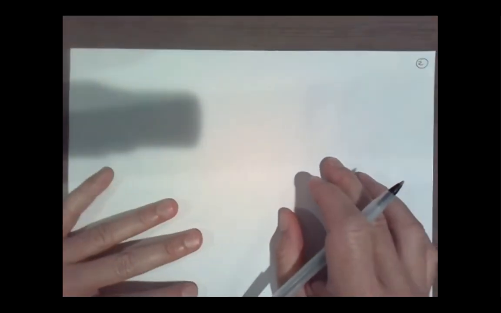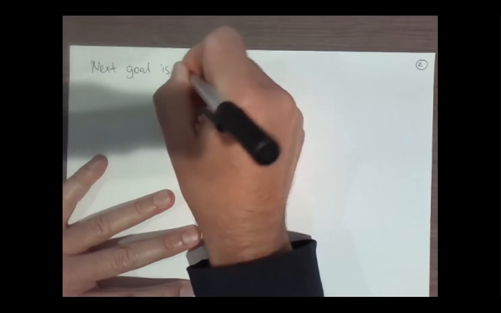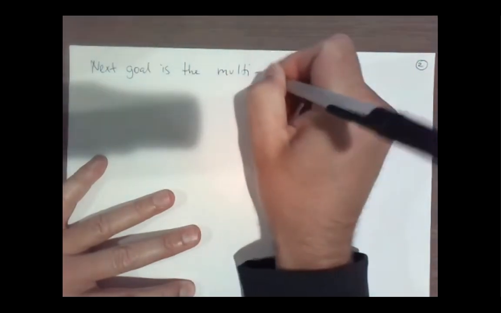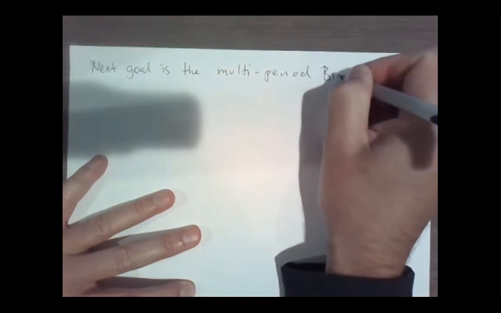Tonight, we have been doing the one period binomial model for the first lectures, and now we're going to move on and start doing the multi-period binomial model. Let me write a little bit about the multi-period binomial model, and then I'll switch over to my document camera. So the next goal is the multi-period binomial model.